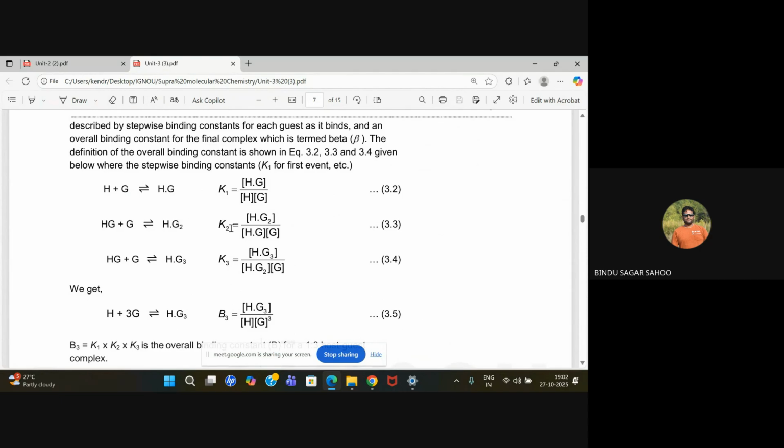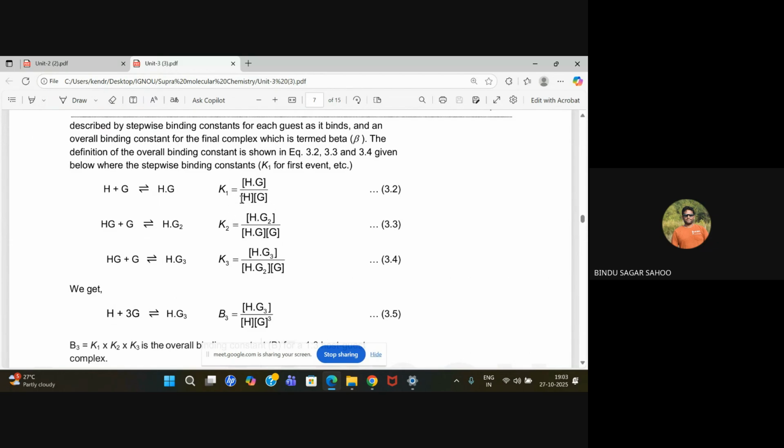So here the equilibrium constant value will be K2. Further, this HG2 will be added by G. Here there is a printing mistake: this is not HG, this will be HG2. It will be added by G, forming HG3. So this one is K1, K2, and K3. These are the stepwise formation constants.